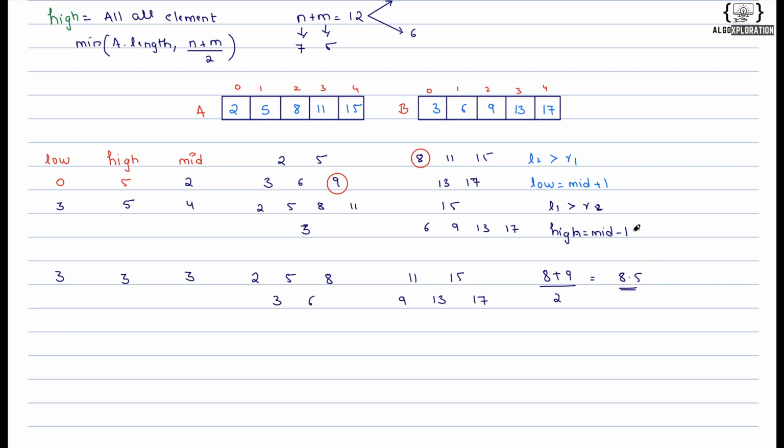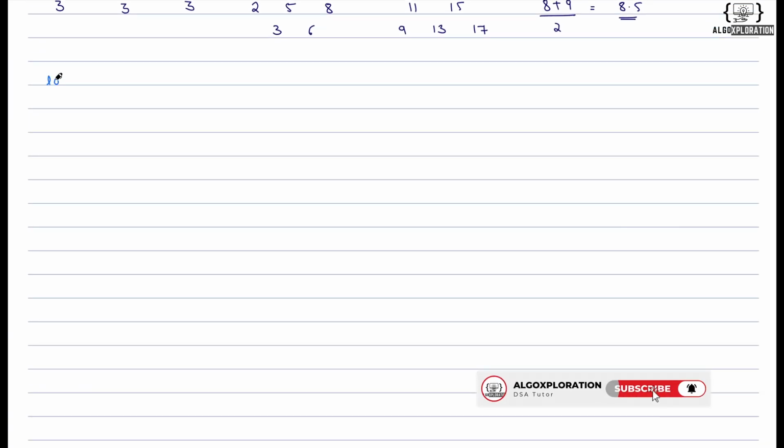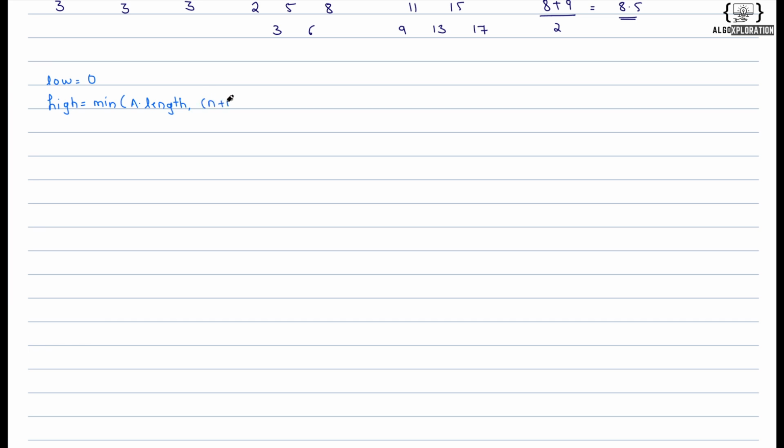Now let's try to code it. Initially the low is 0, and high will be the minimum of A dot length, comma, (n plus m) whole divided by 2. So this can be the high.